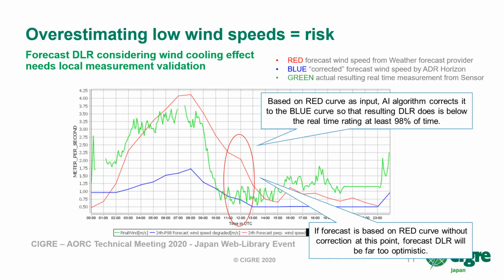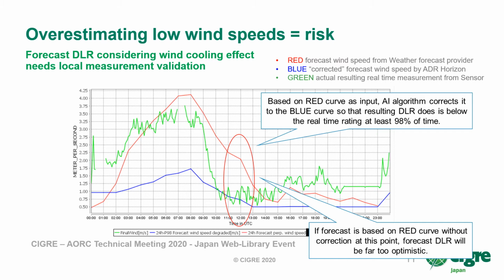To demonstrate this point, here is a graph comparing the wind speed values. The red curve is the forecast wind speed from a weather forecast provider, like the Bureau of Meteorology. The green curve is the actual real-time measurement. The blue curve is the forecast wind speed, which is generated by applying the machine learning algorithm, which constantly compares the red forecast with real-time measurements. The vertical axis shows the wind speed in meters per second and the horizontal axis the time of the day.